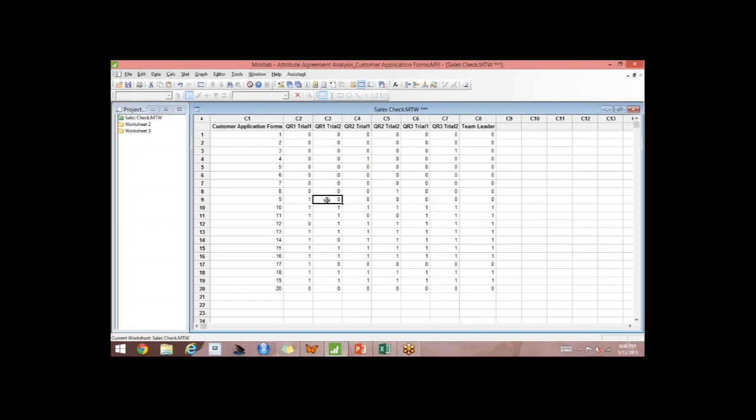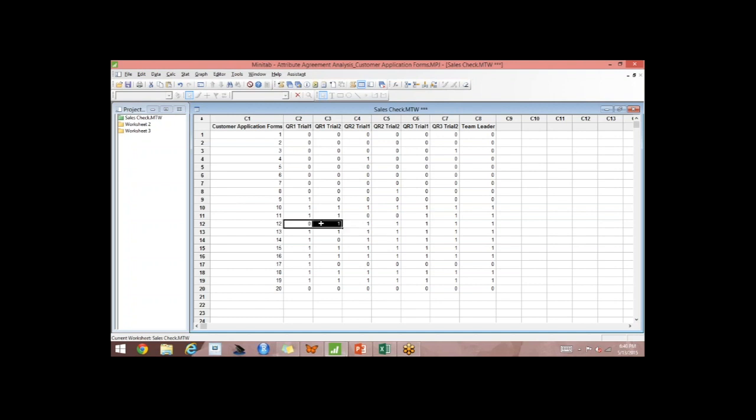There is one deviation here. For the 10th one and 11th one, he says that the customer application form is complete in both the trials. Look at application form 12. First time he's saying it is incomplete, and in the second trial, he changes his decision to it is complete. He's not agreeing with himself.